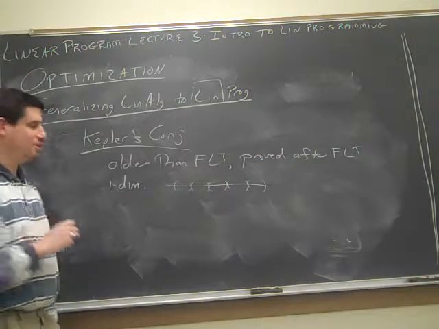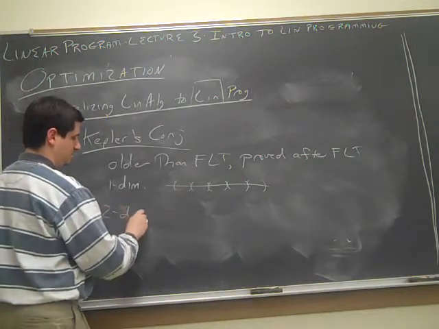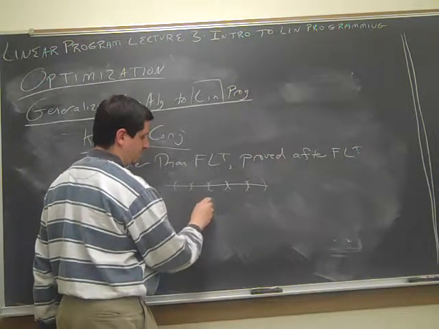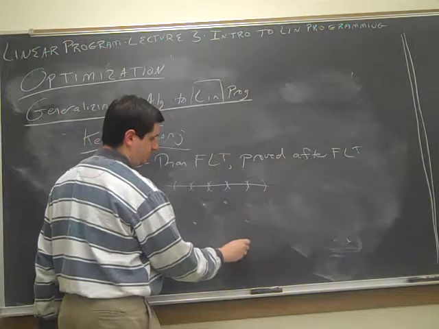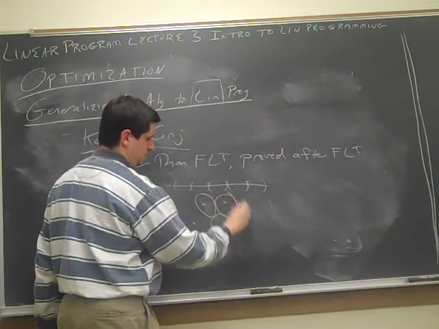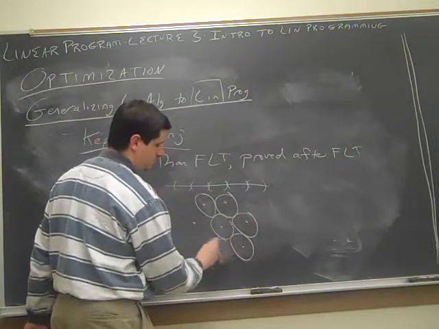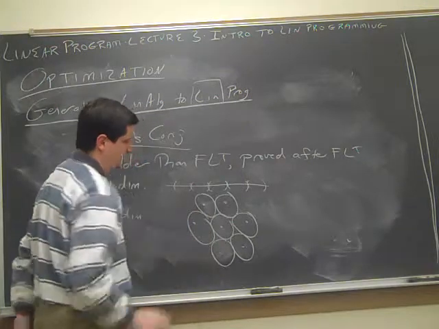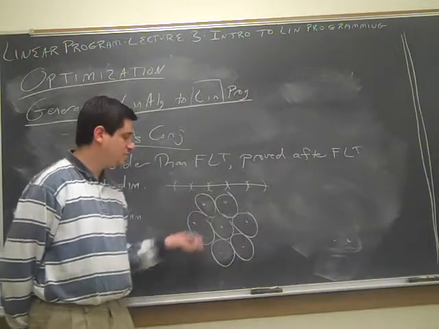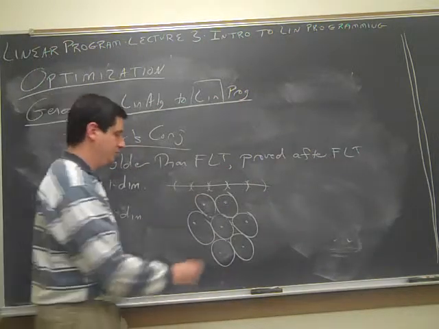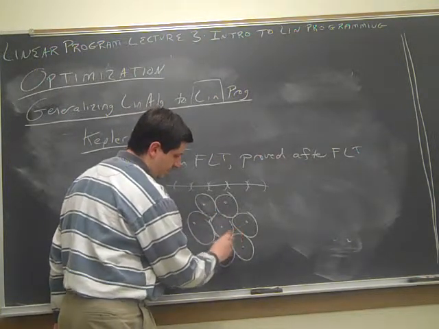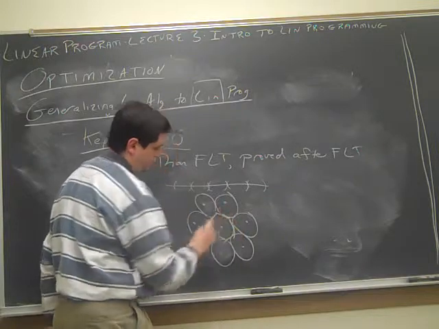So it's really not that hard to pack circles efficiently on a line. Right? Two dimensions. It turns out the best way to do this is basically a hexagonal packing. I'm not going to be able to draw this that well. But basically, the centers of the circles form a hexagon. And then you just continue and extend this pattern.